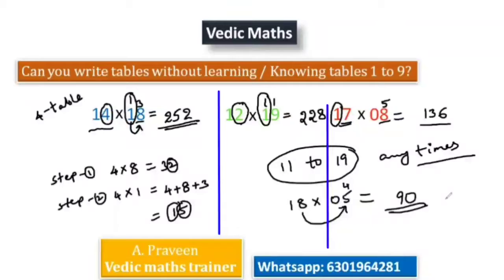No need to learn the tables. Only 1 to 9 is enough. Using that, you are able to write tables 11 to 19 anytime. 99 times also we can write. Let me show you that. Suppose here 12 times 85 is asked. 2 times 5 is 10, 1 will be carry, so I am writing 1 here as carry. Then 2 times 8 is 16, 16 plus 5 is 21, 21 plus 1 is 22. So 2 will be carry here. Then 2 times 0 is 0, then 8 plus 2 is 10. So 1020 is the answer.